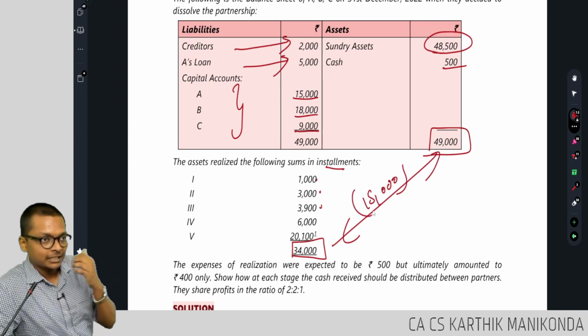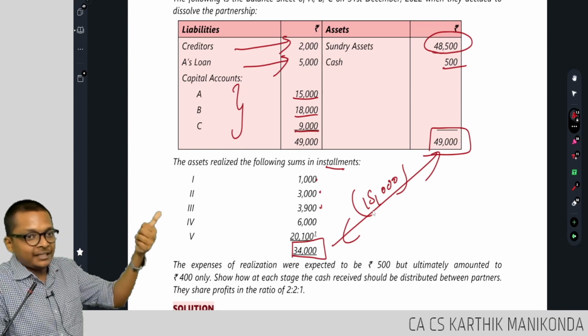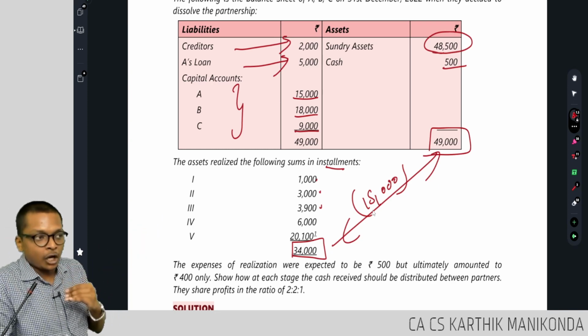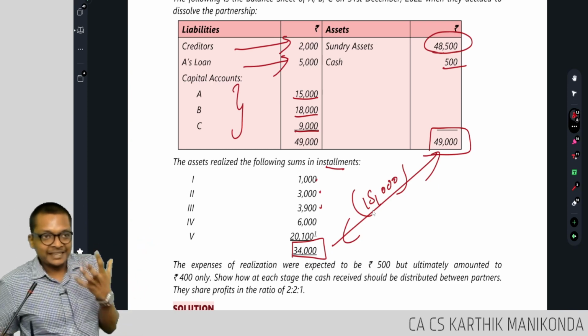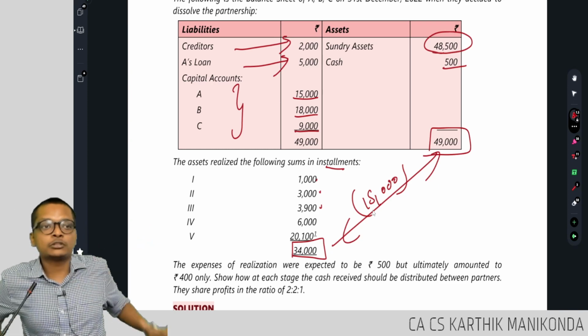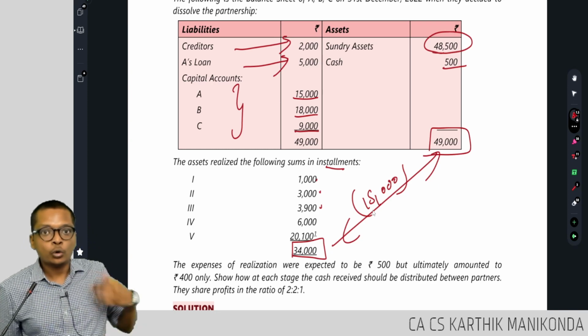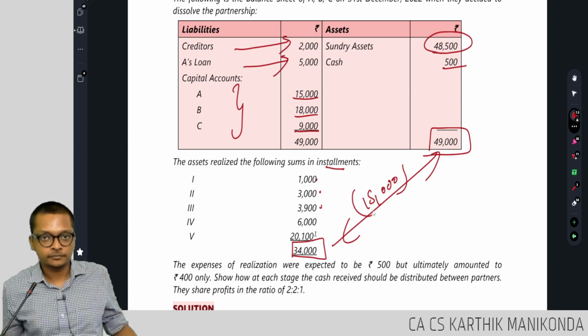15,000 loss. On the face I can find, see, 49,000 is the total of assets. But after selling assets, you got only 34,000. That means I have a shortfall of 15,000 rupees. This loss, who has to bear and when they should bear?